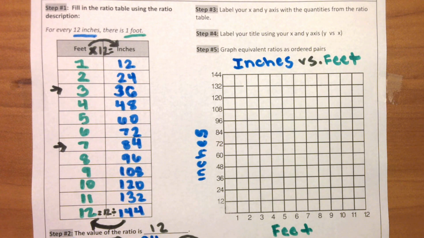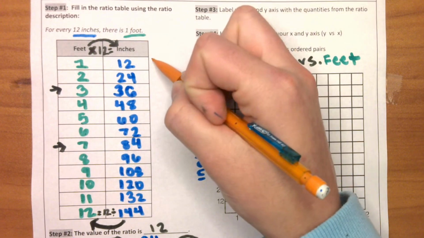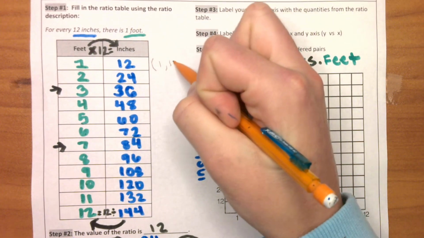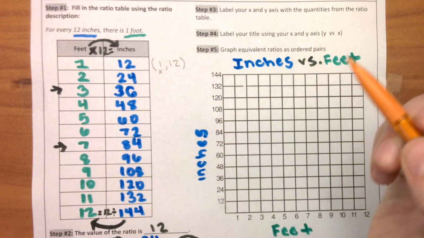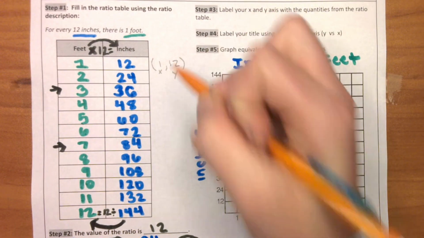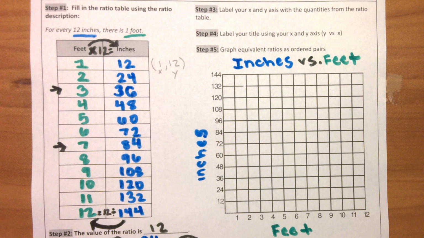Our last step is we are going to graph the equivalent ratios as ordered pairs. So when you think of a pair, you probably think of two, right? If your teacher says work in pairs, that means work with two people, like as a total. So our ordered pair for this first one would be 1, comma, 12. 1 represents our x and 12 represents our y.